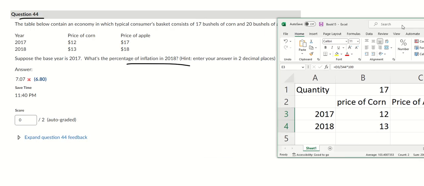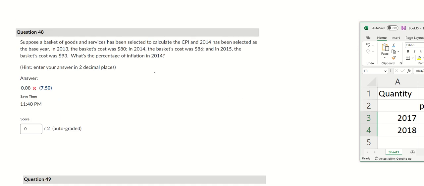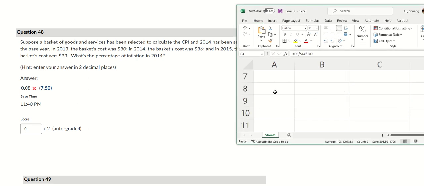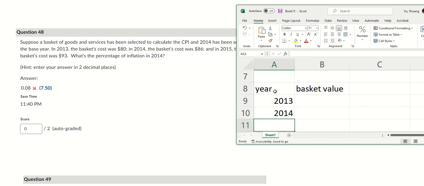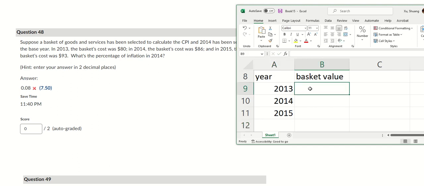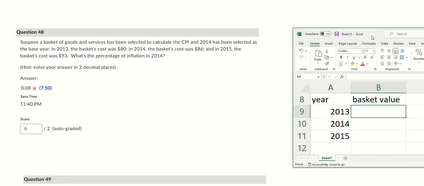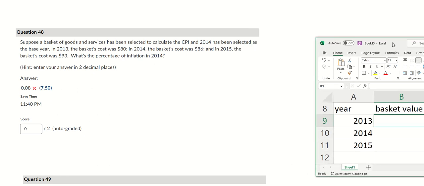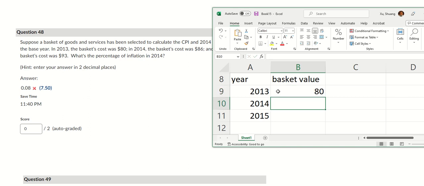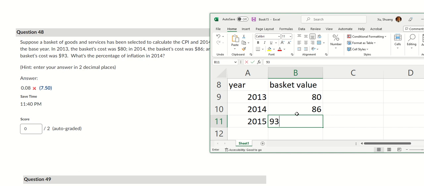Okay, so that was number 44. Let's look at the next one, number 48. We have the basket cost and we're asking for inflation. Let's use our spreadsheet again. We have the year and basket value: 2013, 2014, 2015, and that will be $80 for 2013, 86 for 2014, and 93 for 2015.